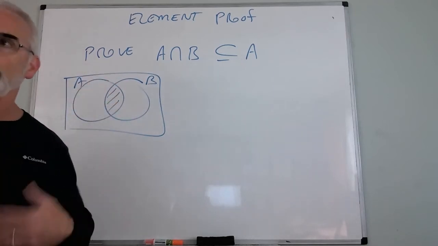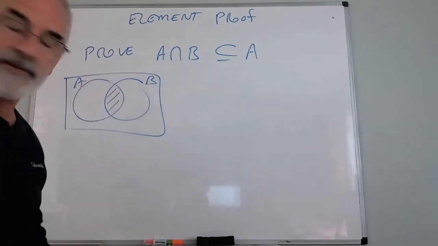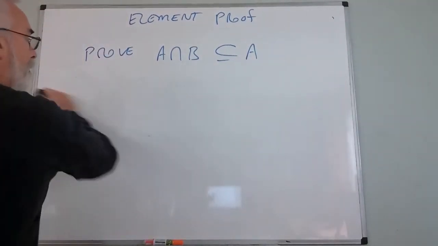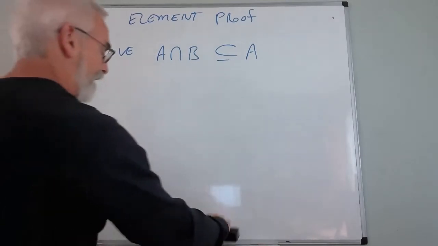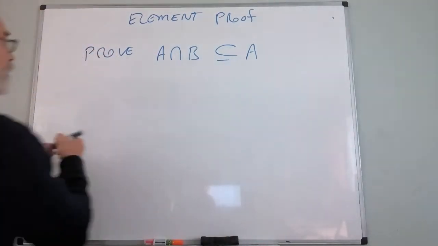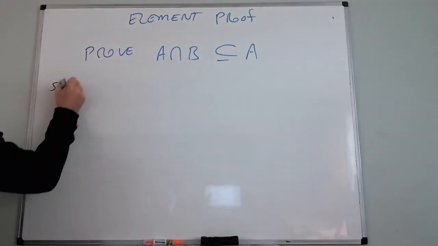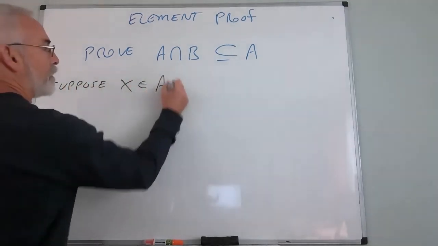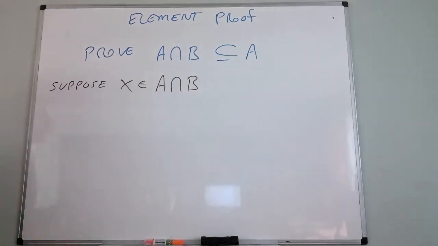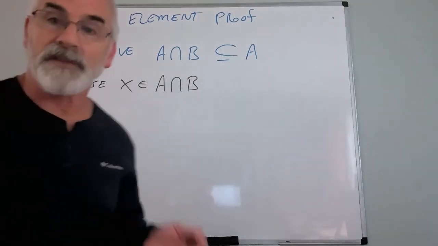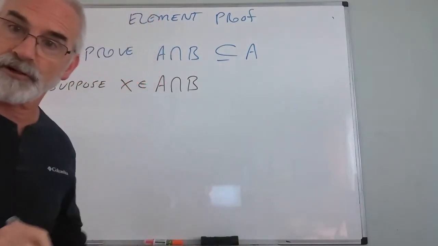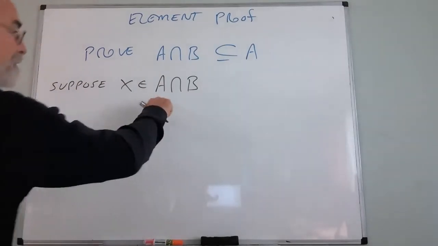So the structure and format of an element proof is pretty much the same. I'm going to start with something trivial that we all agree on. You have to believe it first. So your first thing would be, suppose x is an element of the intersection. You always start that direction. Okay. Now, what does that mean? Now we have to use the definition of an intersection. This is how I started class today. What does this mean?